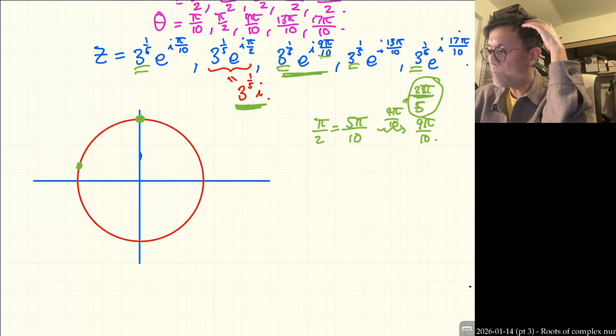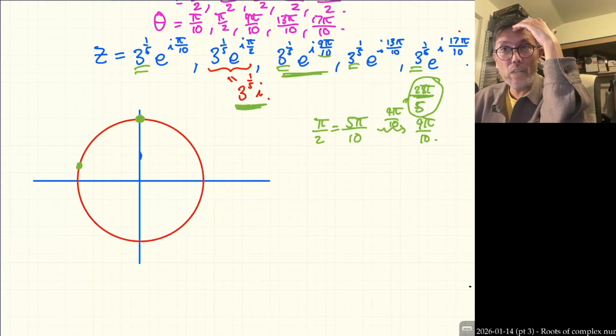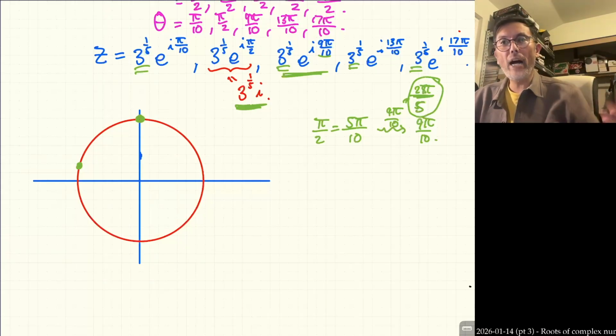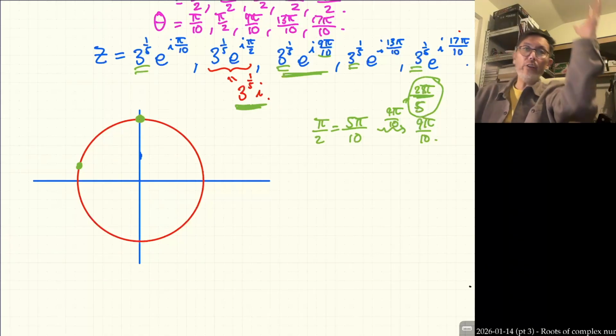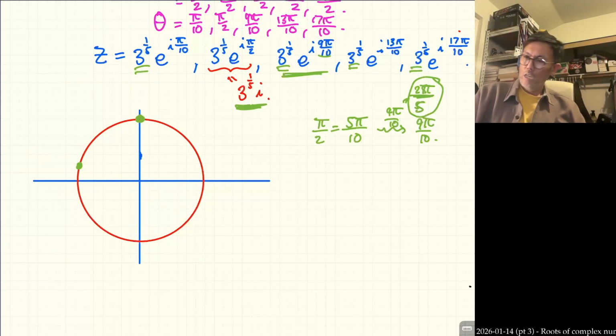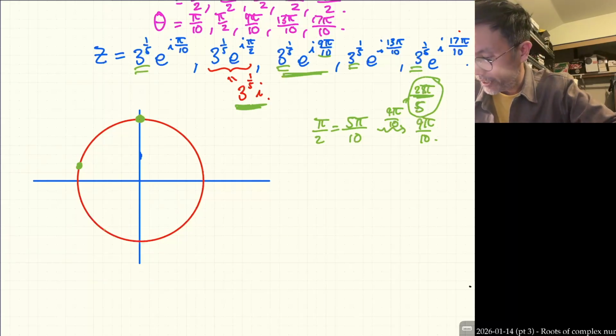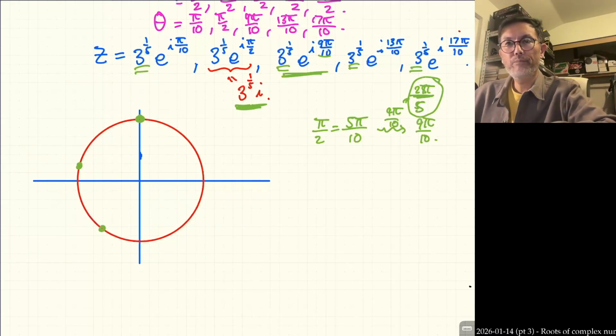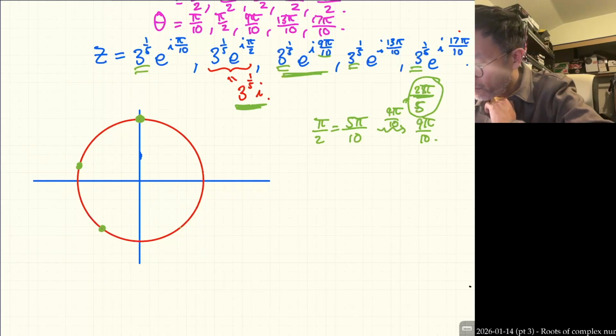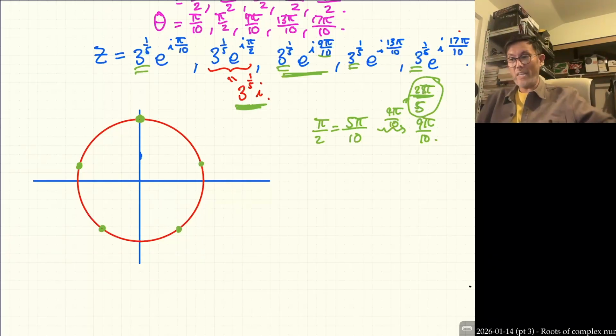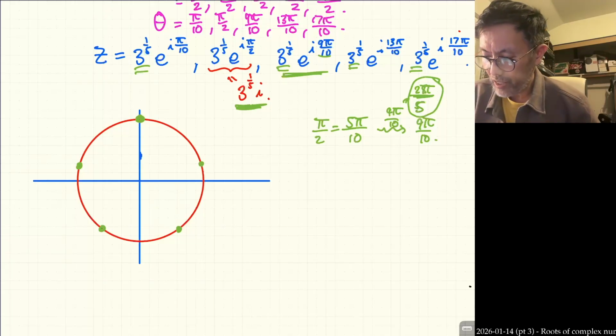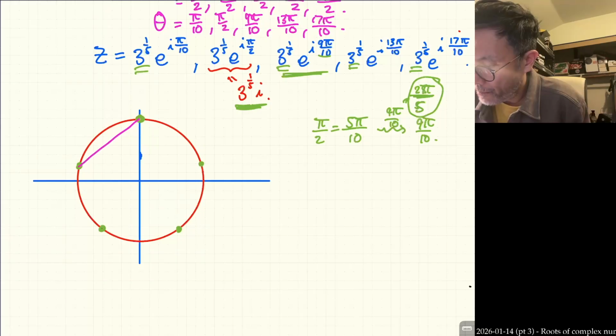How do I go from 9 pi over 10 to 13 pi over 10? It's another 4 pi over 10. 4 pi over 10 is 2 pi over 5. It's another 1/5 of a revolution. So if I go another 1/5 of the revolution around, I'm going to end up here. If I keep going, I get something like this, and then something like this. And then if I keep going again, I'm going to return back to where I am. In other words, I get the vertices of a perfect pentagon.